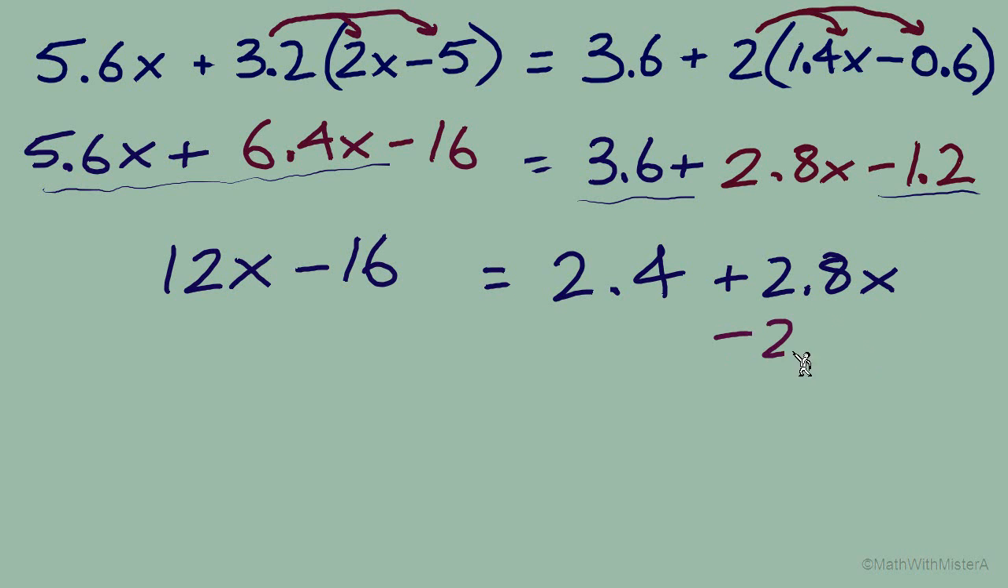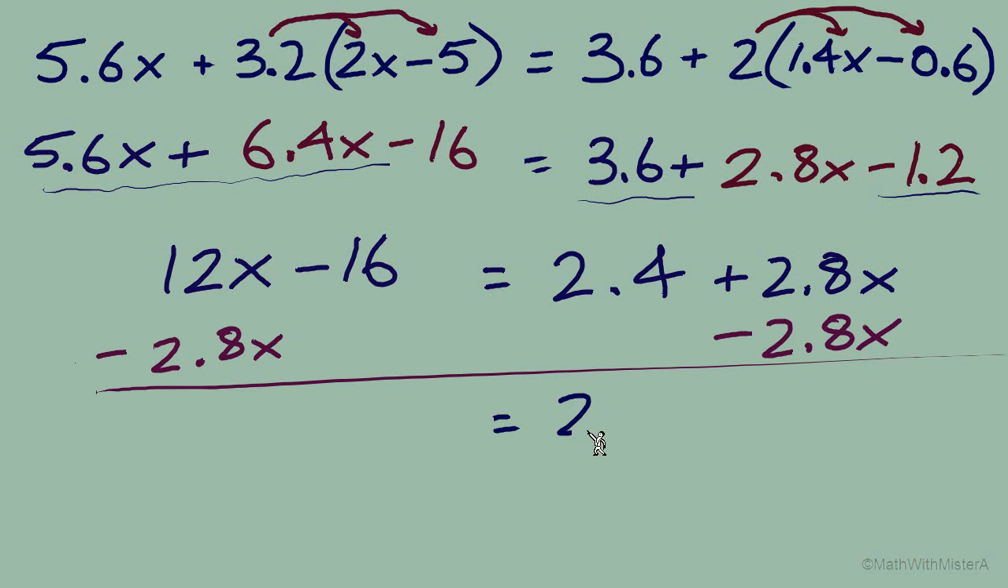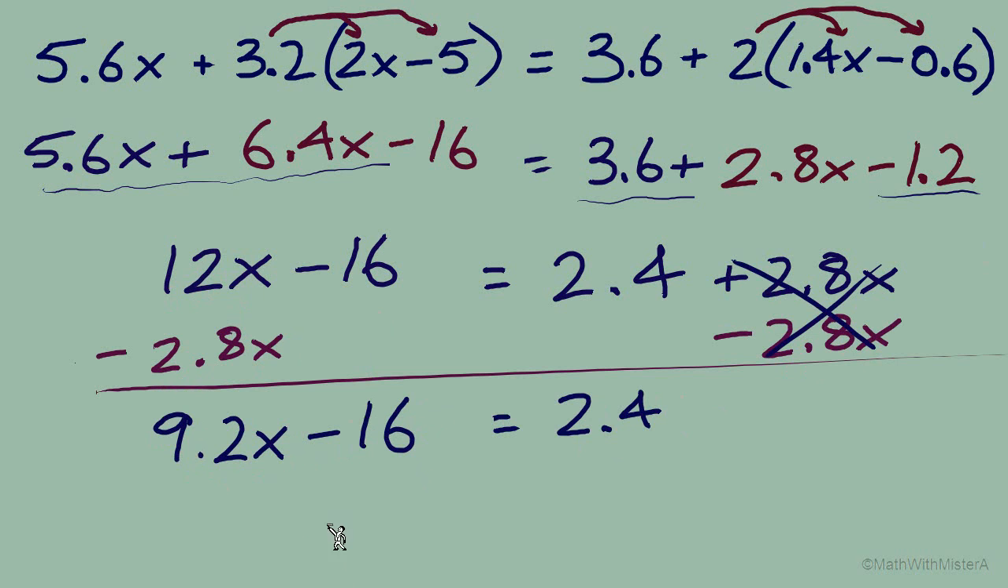Let's take away 2.8x. Make sure we hit both sides. So we have left just 2.4 on the right side. With 12x, subtracting 2.8x leaves us with 9.2x and the constant minus 16. And now we're ready to finish solving this equation.